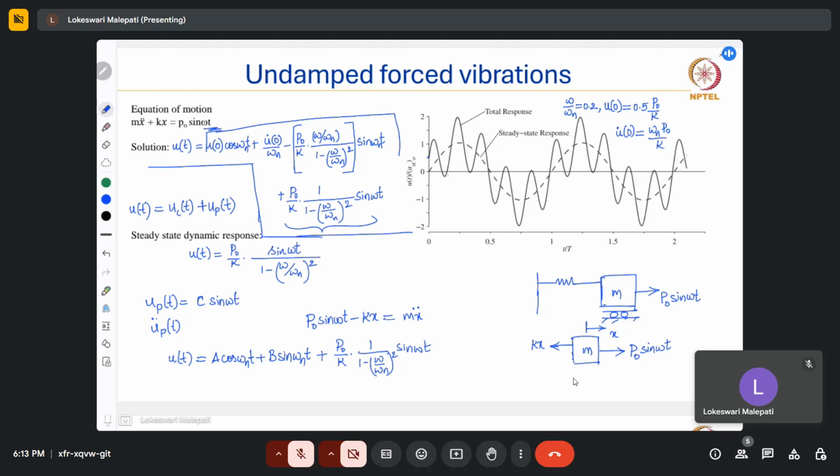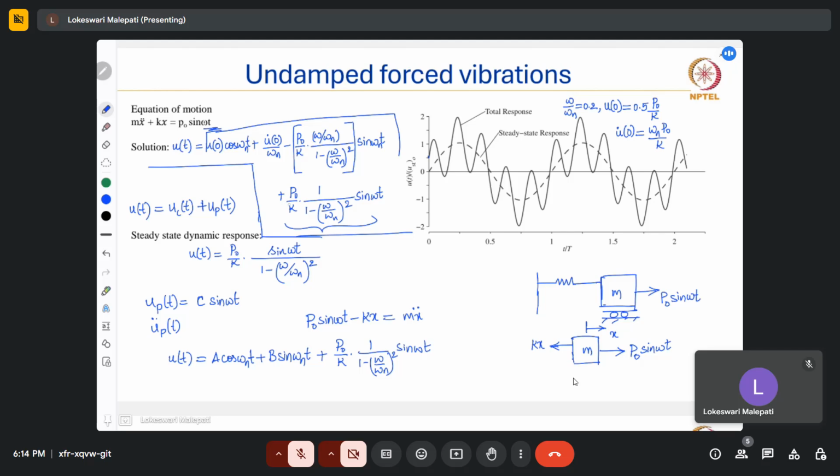This graph is plotted for omega by omega n ratio of 0.2, and initial displacement is 0.5 times P naught by K, which is nothing but the deformation caused by the force amplitude P naught without considering any variation. The initial velocity is omega n P naught by K. These are the conditions for which this graph is plotted.